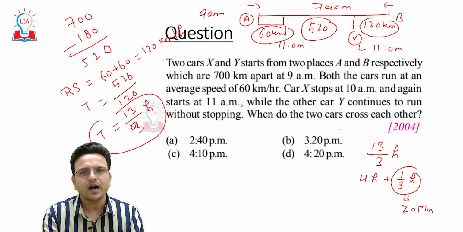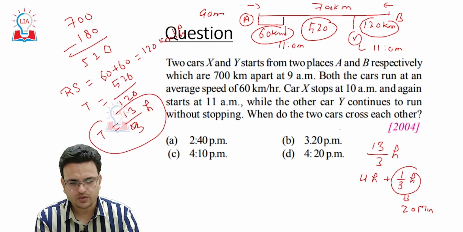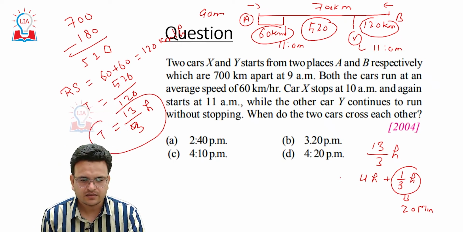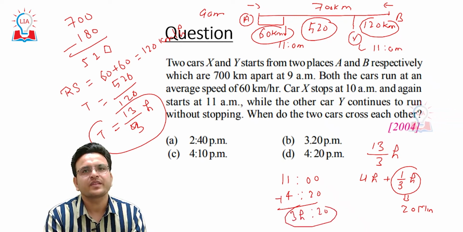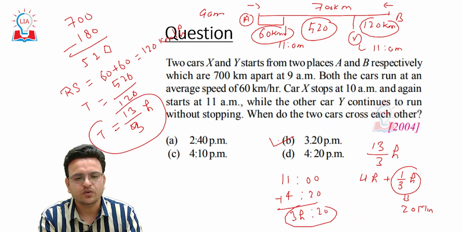So after 11 a.m. they will take 4 hours 20 minutes to meet. So it means 11 plus 4 hours 20 minutes. It becomes 3 hours 20 minutes, or 3:20 p.m. Hope you are able to understand these questions.